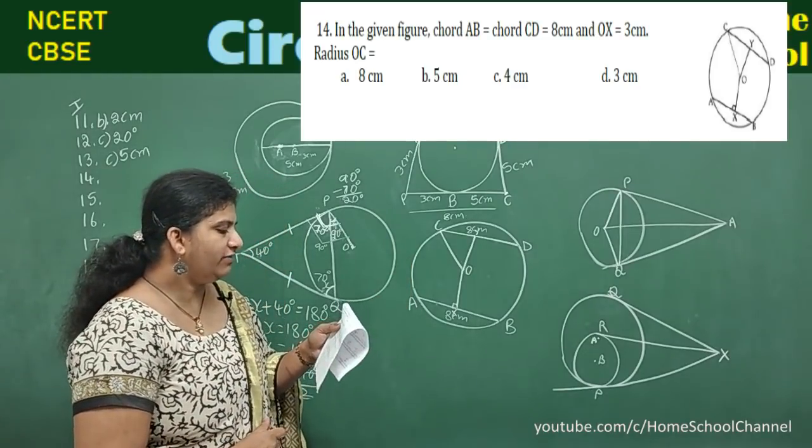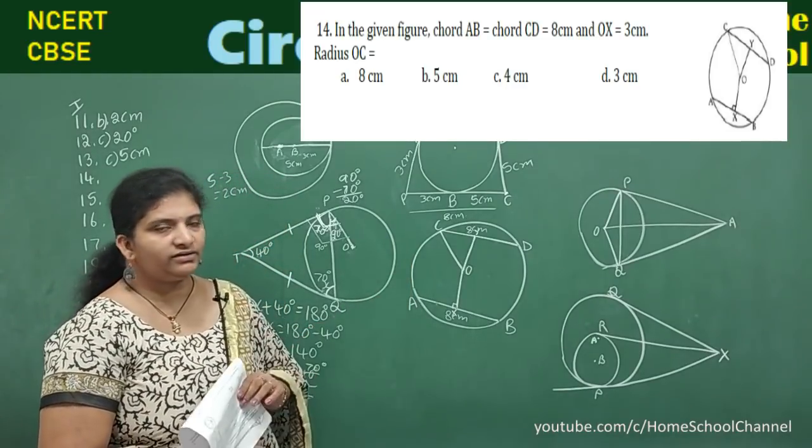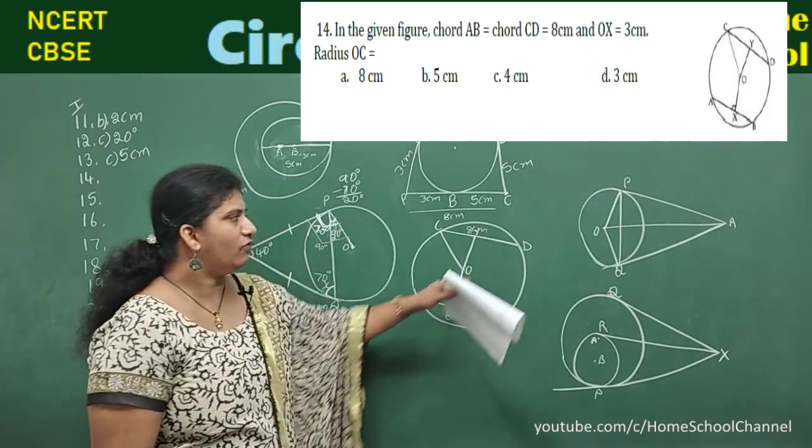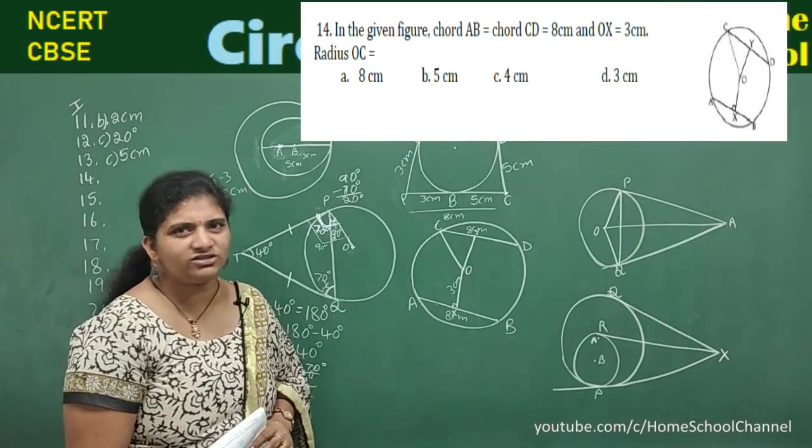And what did they give here? OX is equal to 3 centimeters. OX is 3 centimeters. Then what about OY? OY is also 3 centimeters.